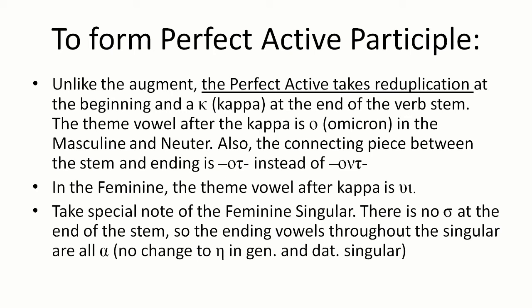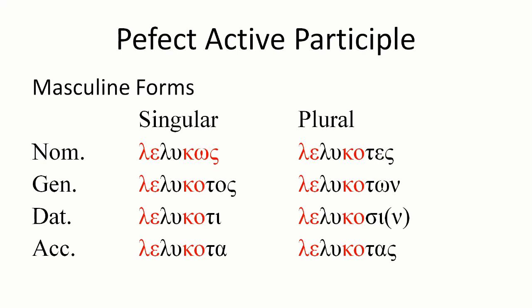All right, let's get into them. Perfect active participle, masculine forms here. Nominative singular masculine. This is the one that you have to learn. Lelukos, omega sigma here. Notice the reduplication at the beginning and the kappa right at the end of the stem. And then the genitive singular, you have your stem change. So here you have lelukatos. And then from there, you should know the pattern.